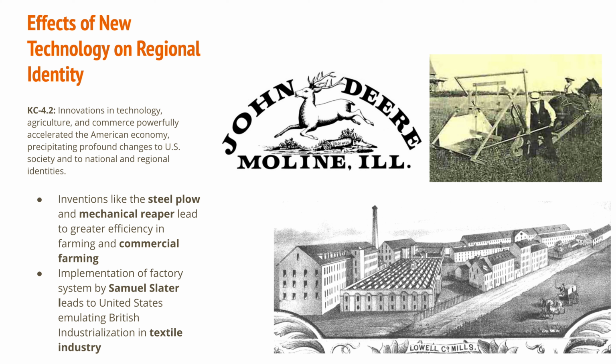So the eastern areas are not going to have to plant their own food. They're going to be able to rely on commercial farms that are out west. We have the implementation of the factory system led by Samuel Slater in the north, and it leads to the United States emulating the British industrialization in the textile industry. So on the bottom here, you see a picture of the Lowell Mills in Lowell, Massachusetts. That was another factory system that used women as labor. They had to live in the factory complex and abide by the factory rules on how to behave.